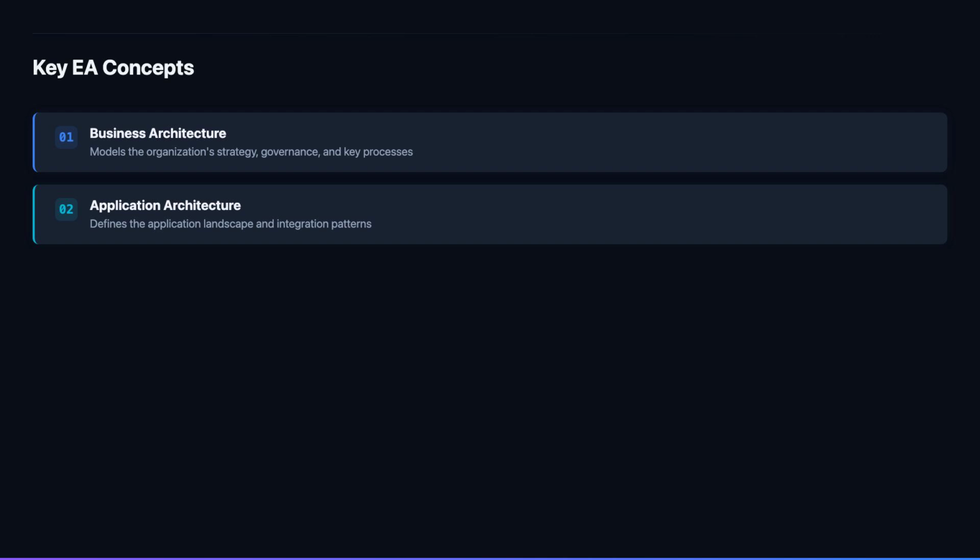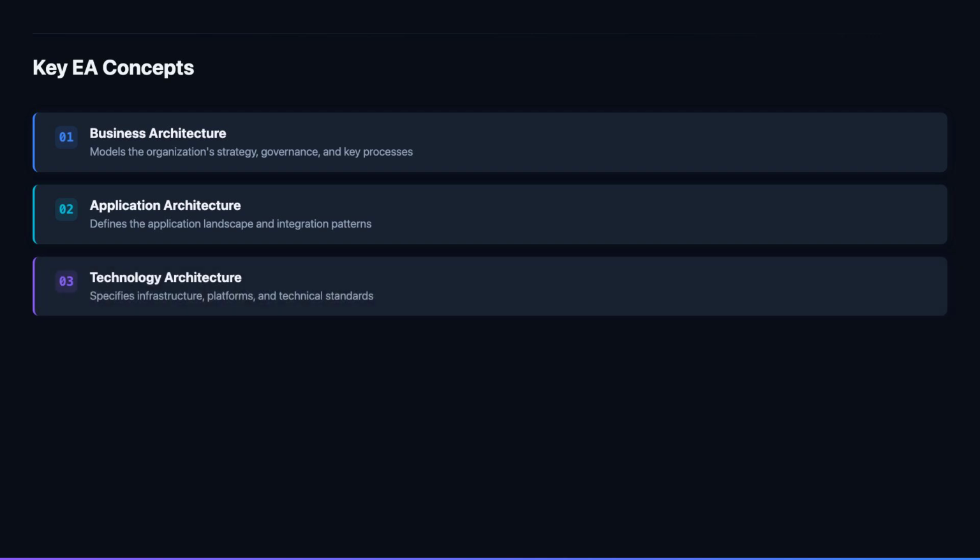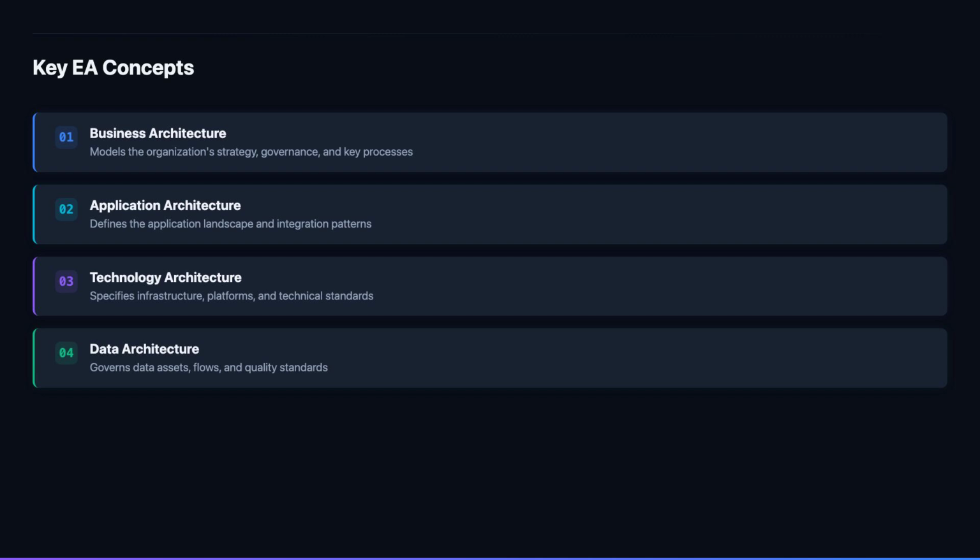Application architecture maps out how our software systems interact and support business capabilities. Technology architecture provides the foundation of hardware, networks, and platforms on which everything else runs. Data architecture ensures our information assets are managed, shared, and protected consistently across the enterprise.